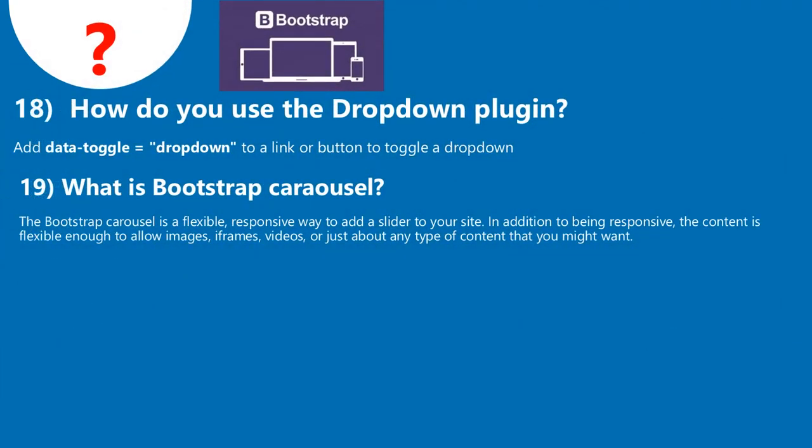18. How do you use the drop-down plugin? Add data-toggle="dropdown" to a link or button to toggle a drop-down. 19. What is Bootstrap Carousel? The Bootstrap Carousel is a flexible, responsive way to add a slider to your site. In addition to being responsive, the content is flexible enough to allow images, iframes, videos, or just about any type of content that you might want.